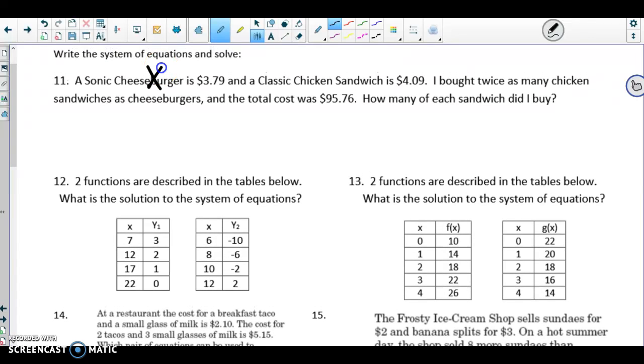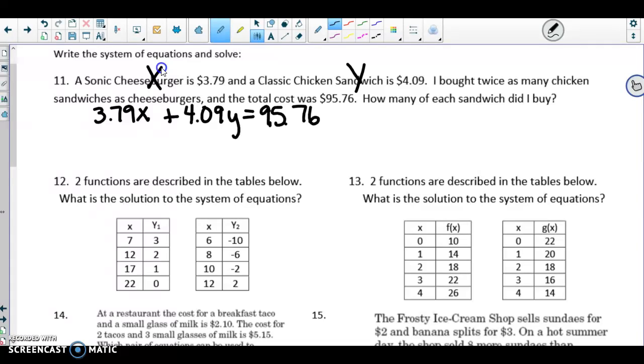If I call my cheeseburgers X and my chicken sandwiches Y, to get this total, I've got to take $3.79 X plus $4.09 Y to get that 95.76. Okay, so there's one of my equations.